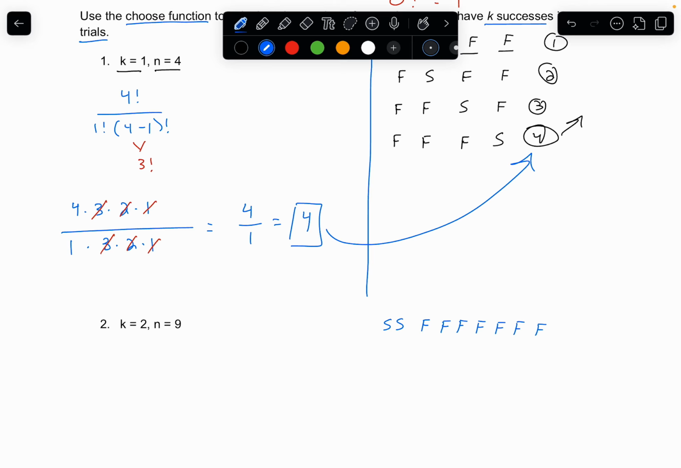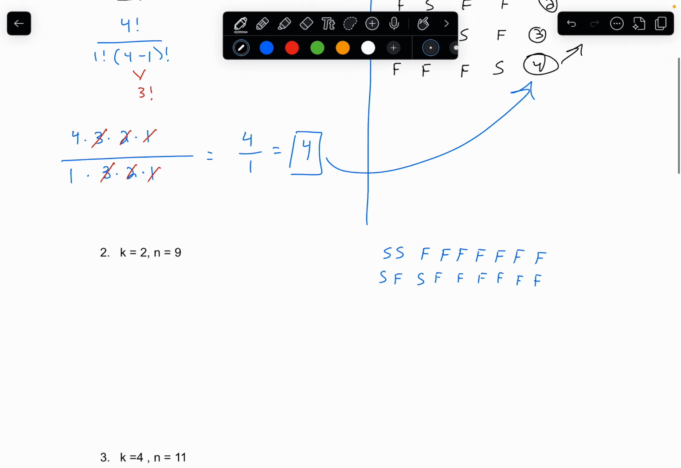1, 2, 3, 4, 5, 6, 7. That's one case, and I need to think about, okay, well, what if I have success, failure, success, failure, failure, failure, failure, failure, failure, and so on. It would become very tedious to work all of these out. So it's much, much easier for us to use this choose function here.